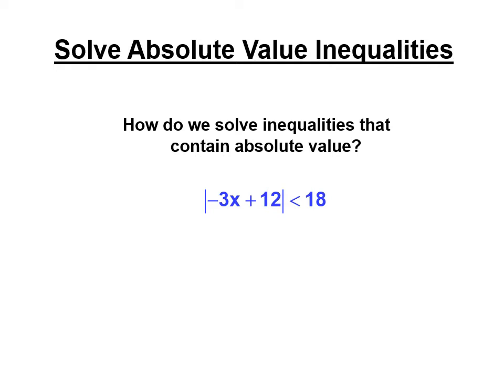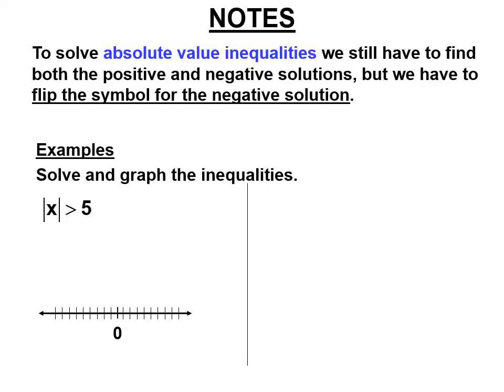So this is what we're going to solve. So how do we do that? Well, it's still going to have two solutions, right? But we have to flip the symbol for the negative solution. Let's see that, right? x could be for this side to be greater than 5, right? Any number greater than 5 could be a solution. Or any number less than -5. We flip the symbol for the negative solution.